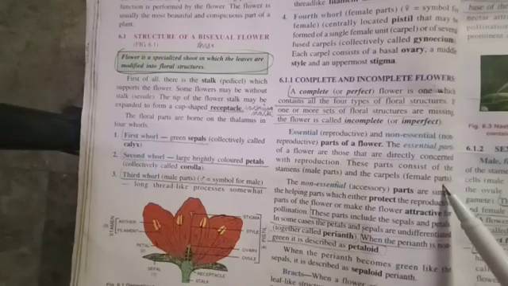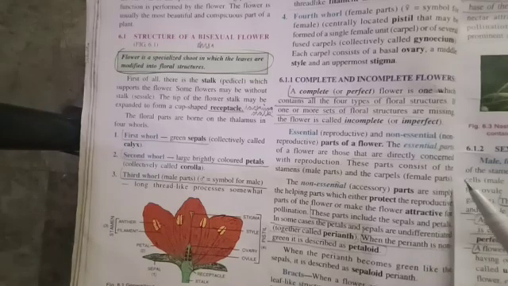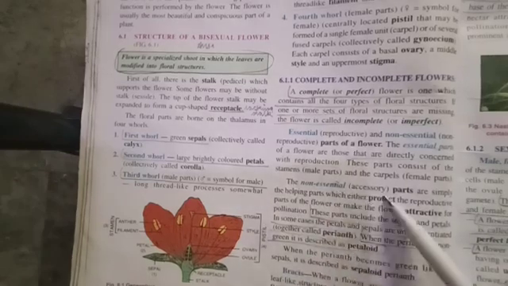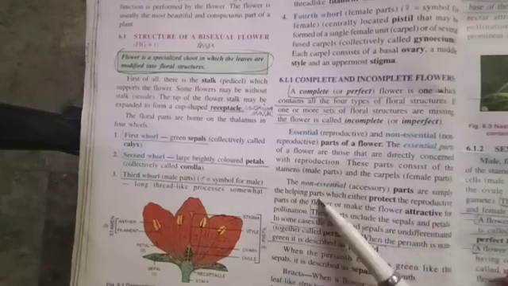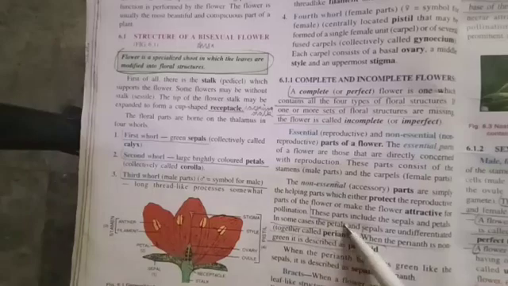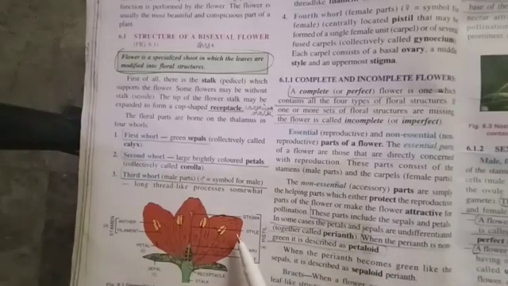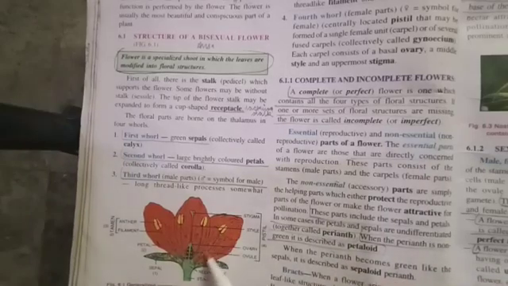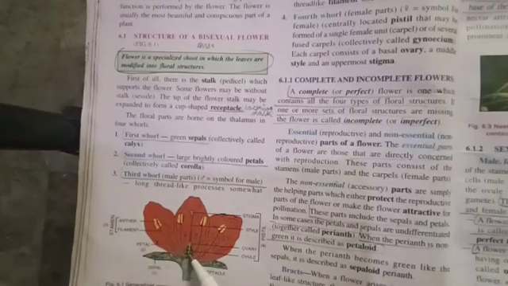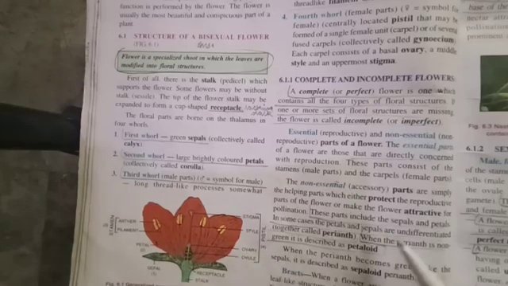Now you can understand this one. What are the essential parts and what are the non-essential parts of the flower? The non-essential parts are the accessory parts, or simply the helping parts, which either protect the reproductive parts of the flower or make the flower attractive for pollination. The function of the petals is to attract insects or other animals. They help in the pollination of the plants.